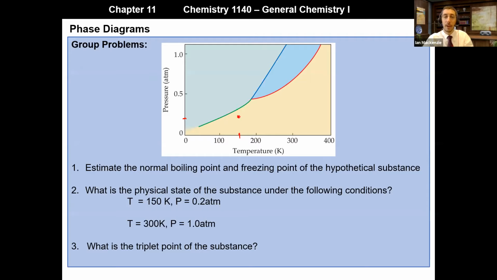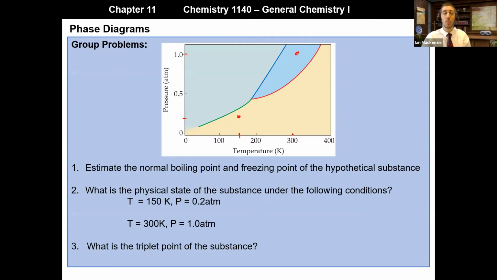At 300 Kelvin and 1 atmosphere, so 300 Kelvin's right here, 1 atmosphere, we've seen that before. That places me approximately here, solidly in the blue or liquid region of the phase diagram. And so I would certainly be a liquid at that temperature and pressure.